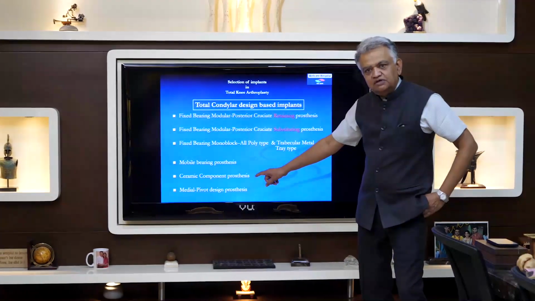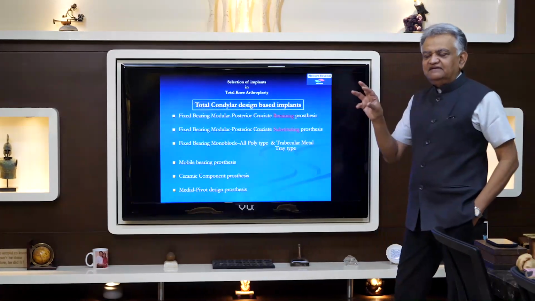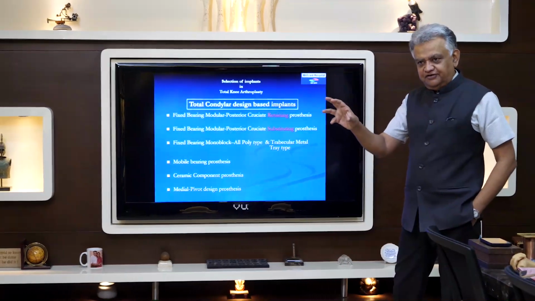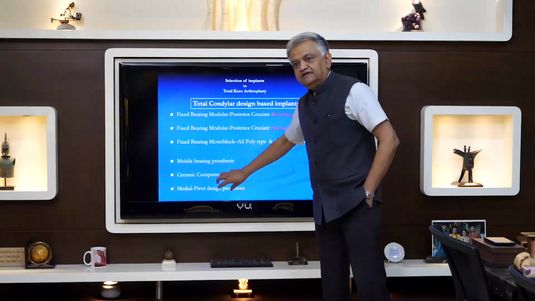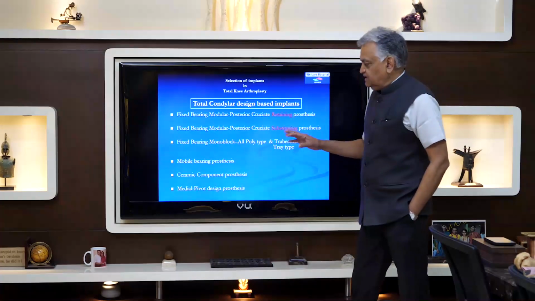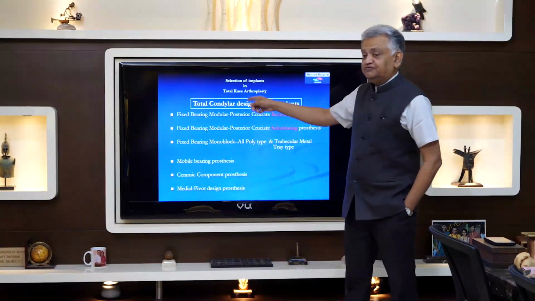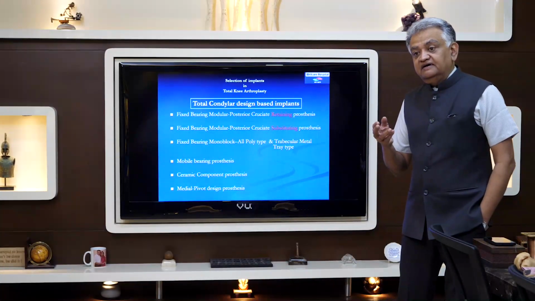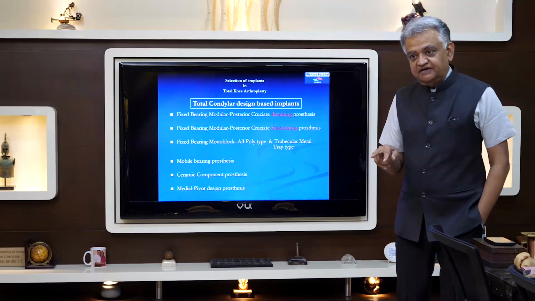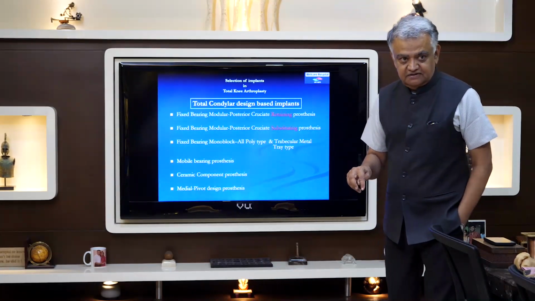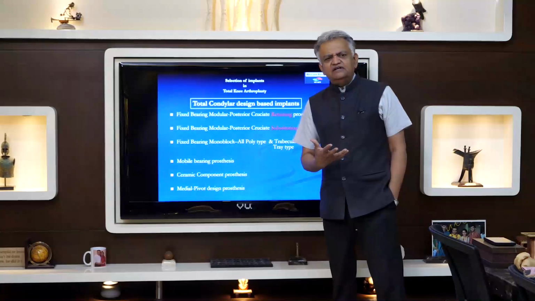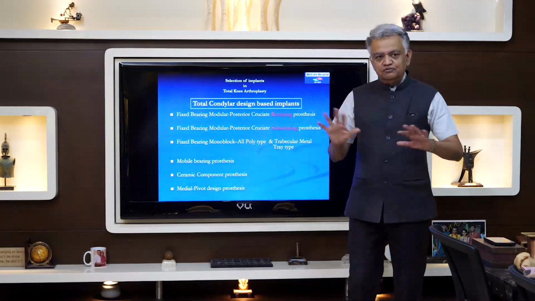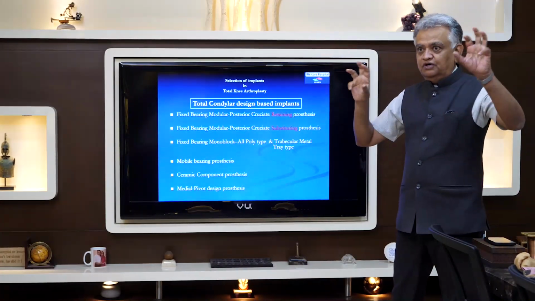And then you have the ceramic component prosthesis, which is lumped as a separate prosthetic. It's not so much about the design as about the material, but it is so dramatically different that I have put it as a separate implant system altogether, and therefore I'm putting it as one of the options in your selection of implants. And lastly, you have the medial pivot knee design, where it's the opposite. It's not the material which is different in any way, it's the design which is dramatically different. So if you talk purely in terms of design, then it is fixed bearing, mobile bearing and medial pivot.